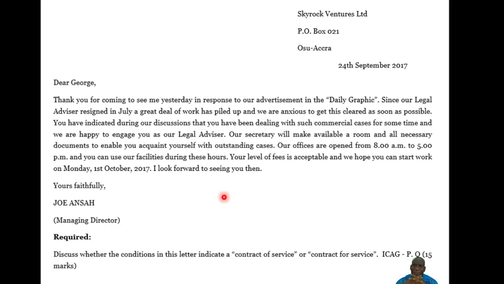Another point is that he has the upper hand in determining the terms of the contract, because they said your level of fees is acceptable, which means that he had the upper hand and determined the terms of the contract, and the company agreed with the fee. And remember, employees don't charge fees, they are paid salaries. So that should tell you that this guy is not an employee.